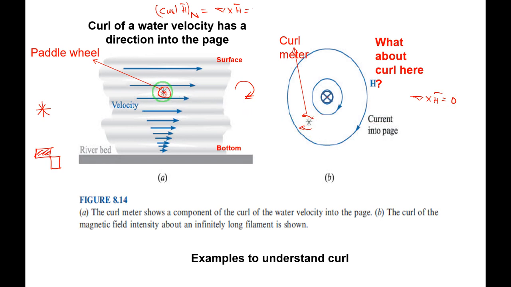But if I consider the river, it will be rotating in the clockwise direction because of the field experienced by most of the blades. The curl is zero in this case. The current is into the page. The cross mark, we use the cross mark to indicate that the current is flowing into the page.